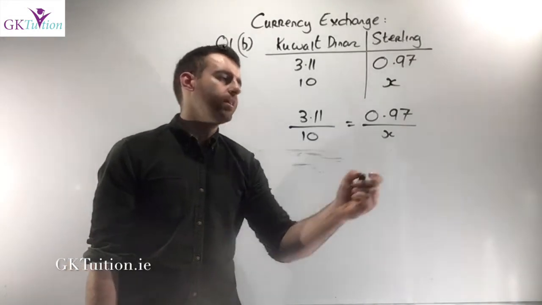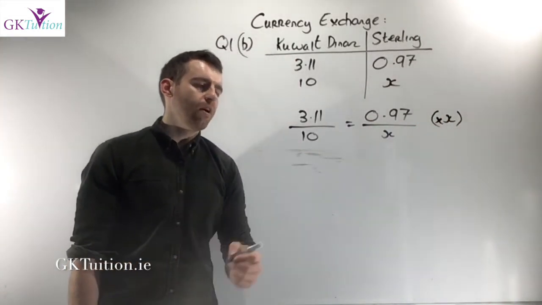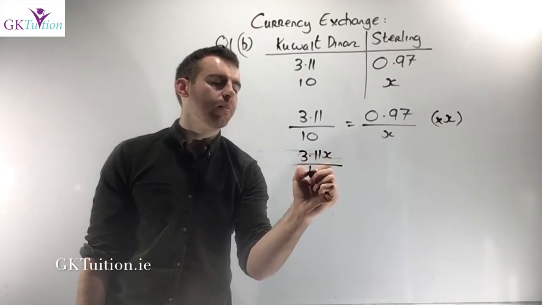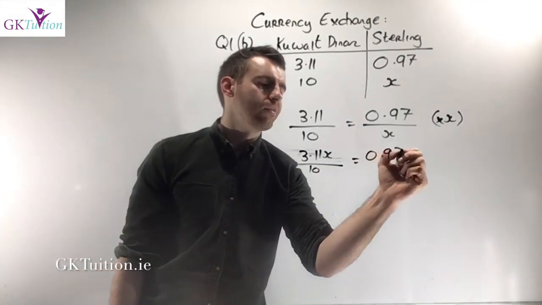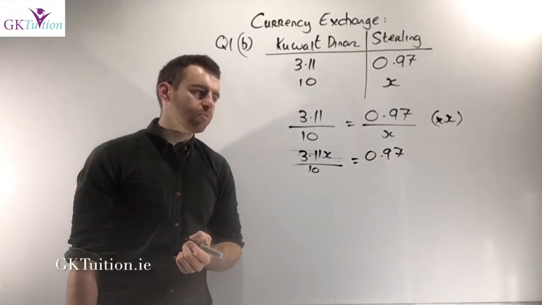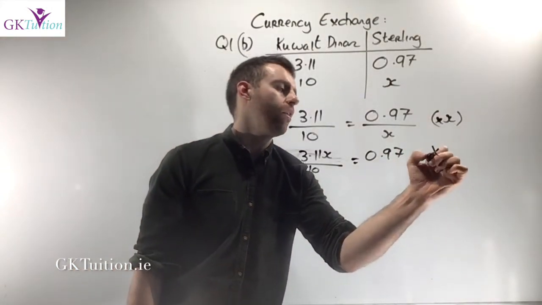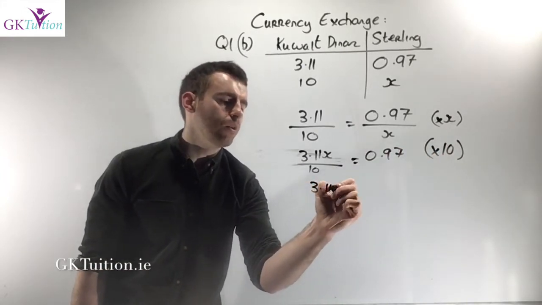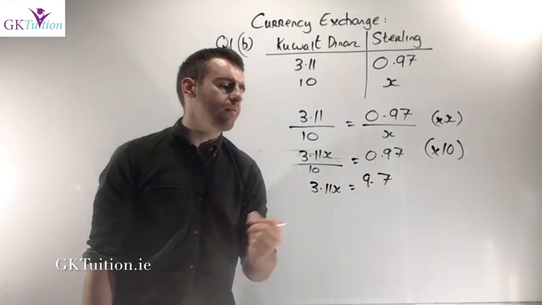So in order to eliminate the fraction on the right hand side, I would multiply both sides by x. If I multiply the left hand side by x, I'll get 3.11x divided by 10. If I multiply the right hand side by x, I'll get 0.97. What I would then do is multiply both sides by 10 in order to eliminate the fraction on the left hand side. If you multiply the left hand side by 10, you just get 3.11x. If you multiply the right hand side by 10, you get 9.7.